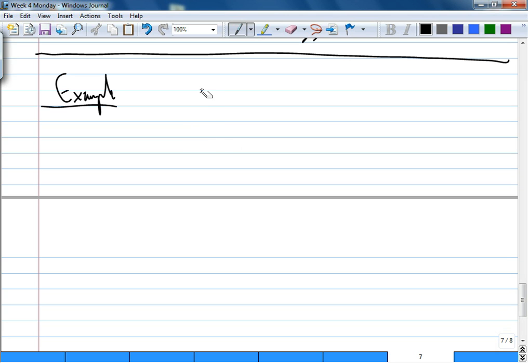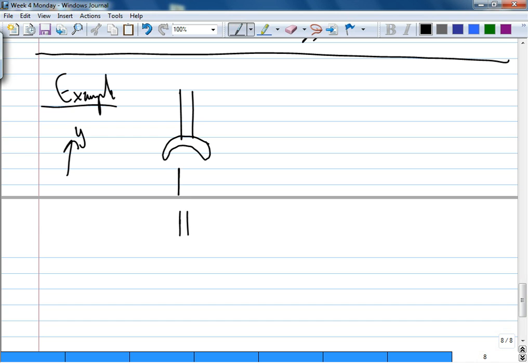Let's do the cup one first. Your experiment, this is the Y positive direction. So you have your jet, a jet of water shooting up and getting deflected 180 degrees.